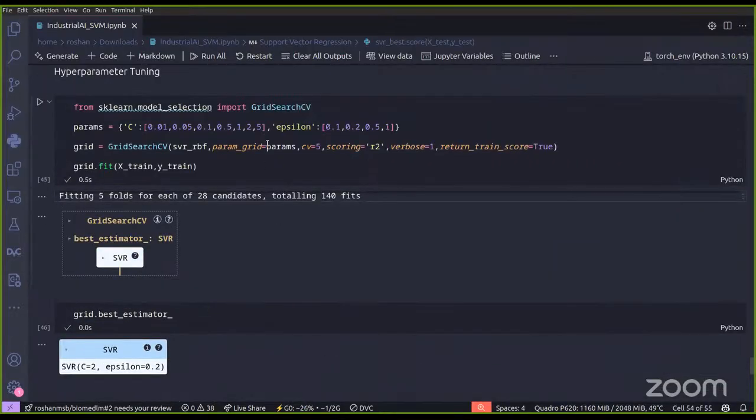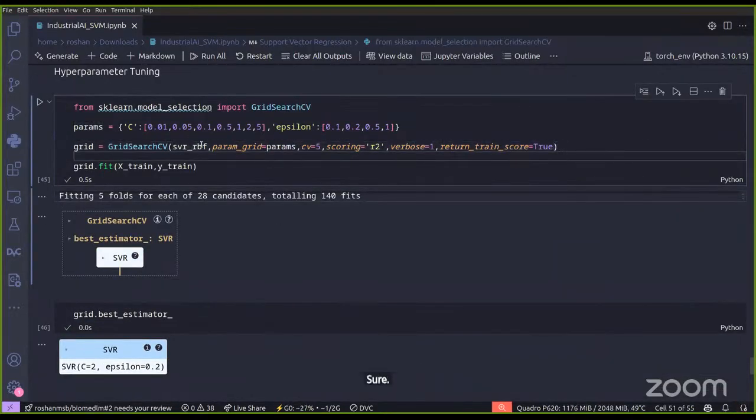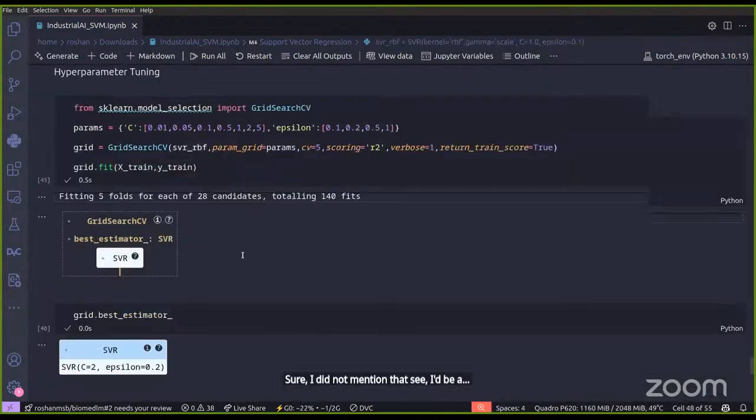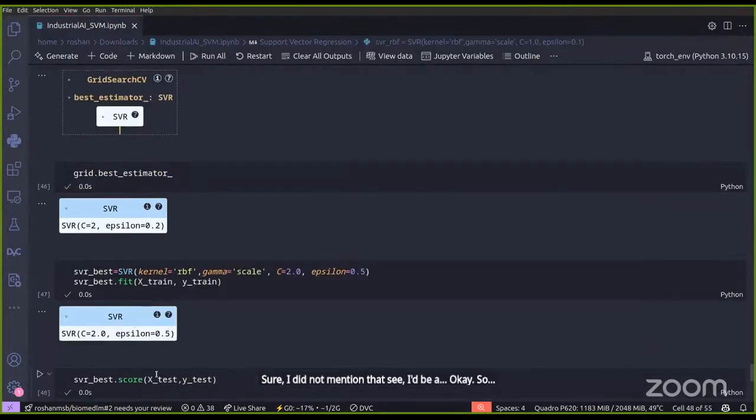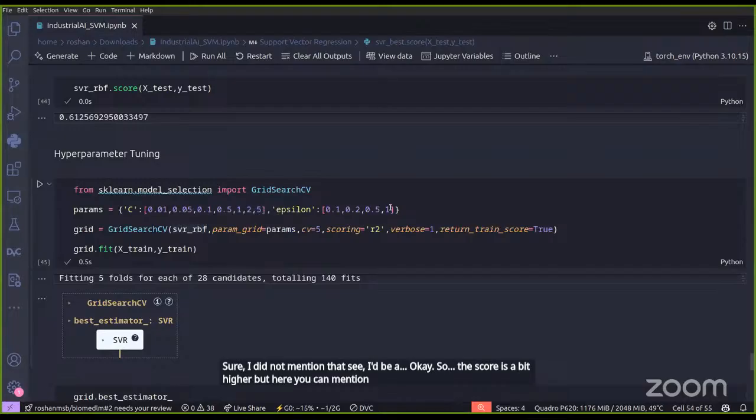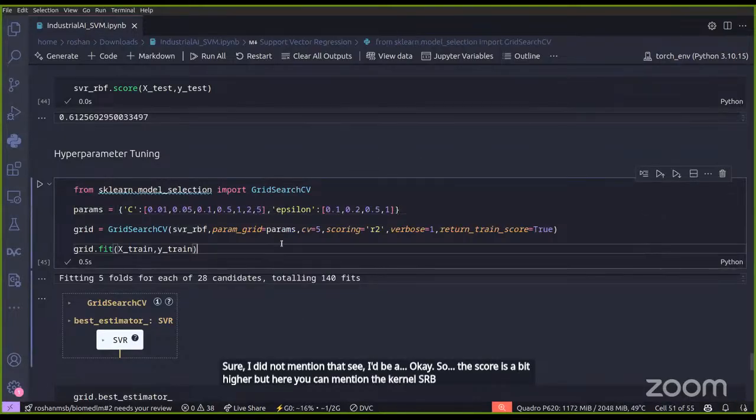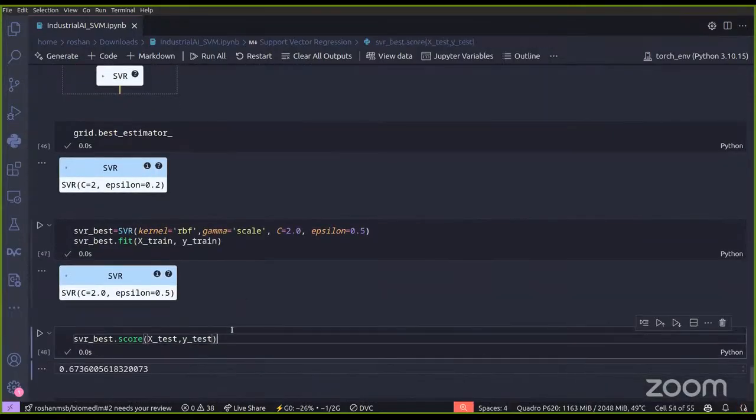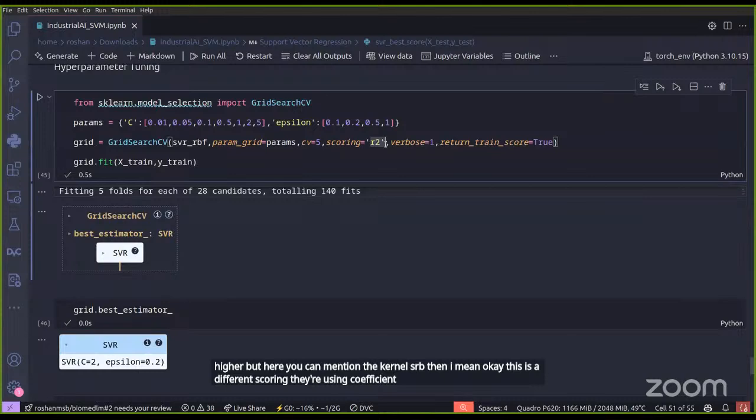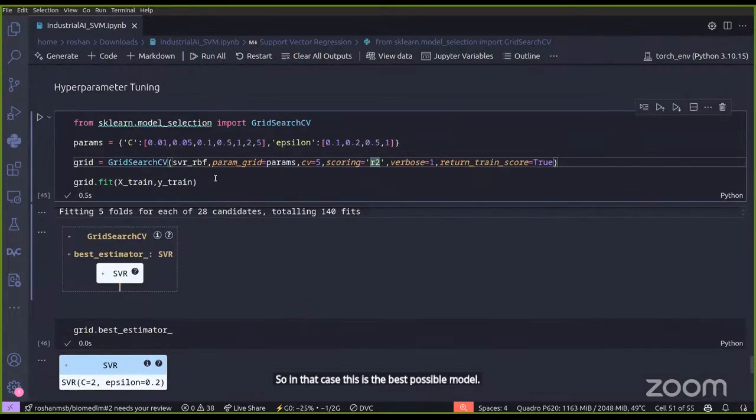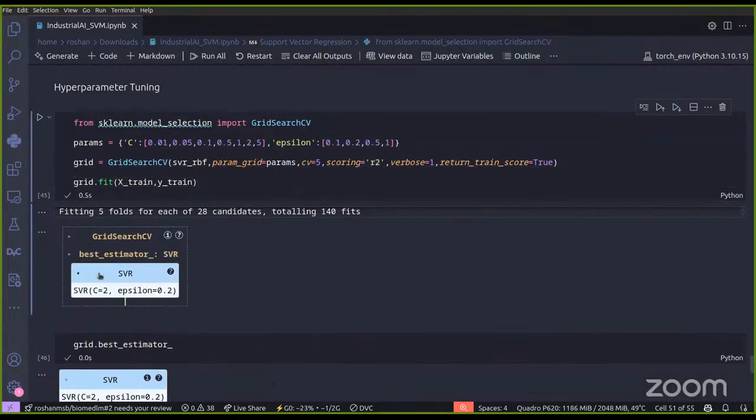Here I did not mention that it's the RBF kernel. So the score is a bit higher, but here you can mention the kernel as RBF. Okay, this is a different scoring. They're using coefficient of determination for scoring. So R2 should be higher. So in that case, this is the best possible model. Any doubts? All right.